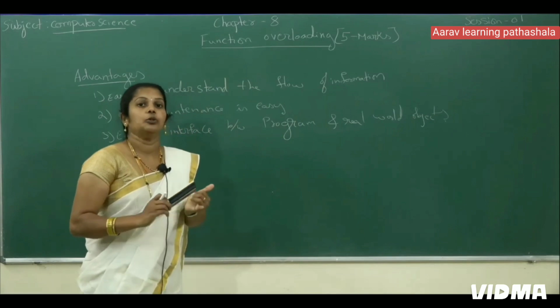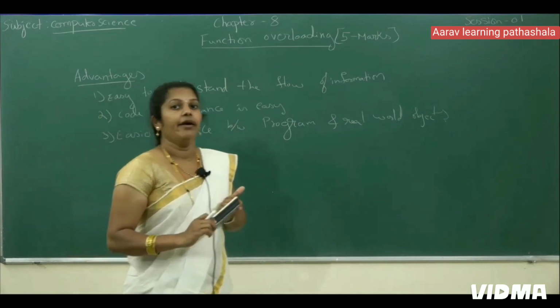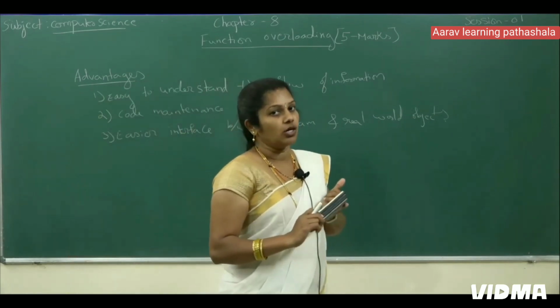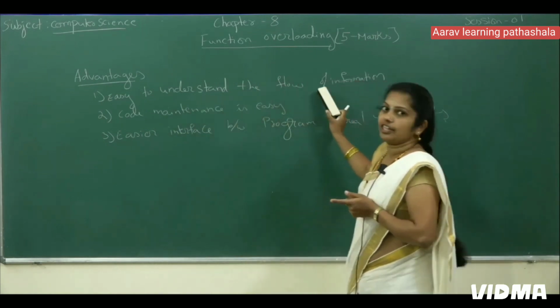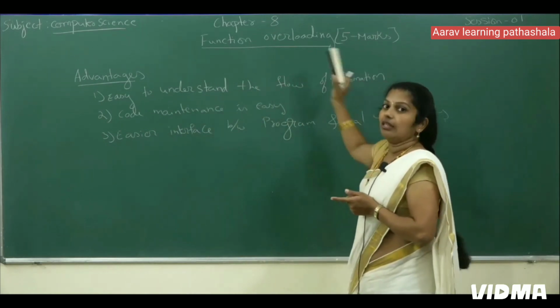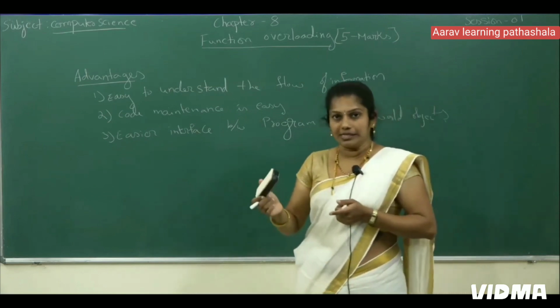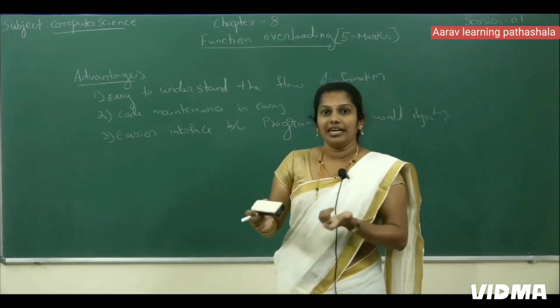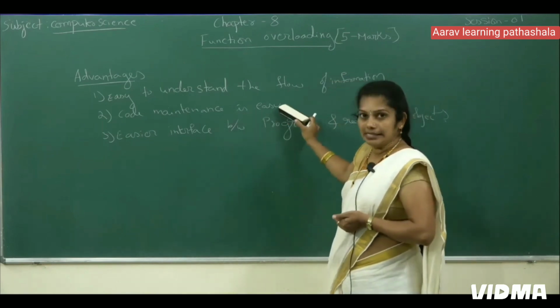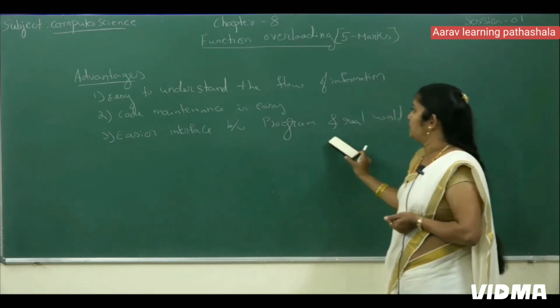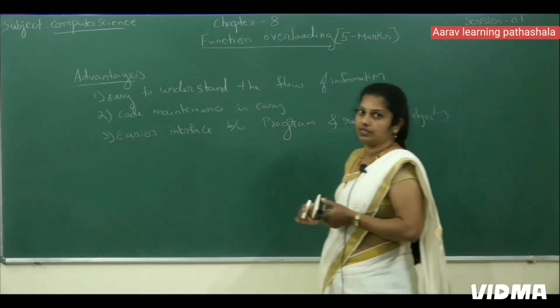Function overloading means 2 or more functions have the same name, but differ in the number of arguments or the data type of the arguments. When we come to advantages: easy to understand the flow of information. This helps to identify the mistake, and this helps to make the correction, that is, debugging is also very easy. Code maintenance is easy here, and there is an easier interface between program and real world object.